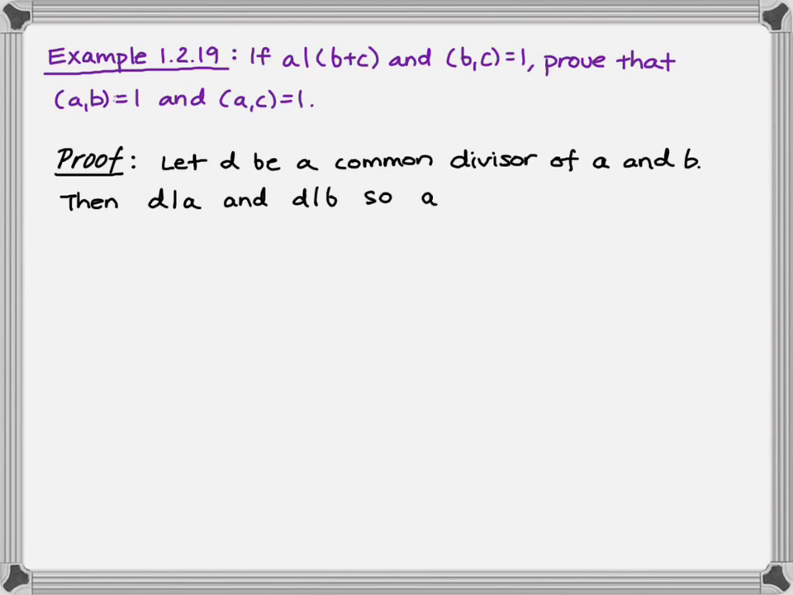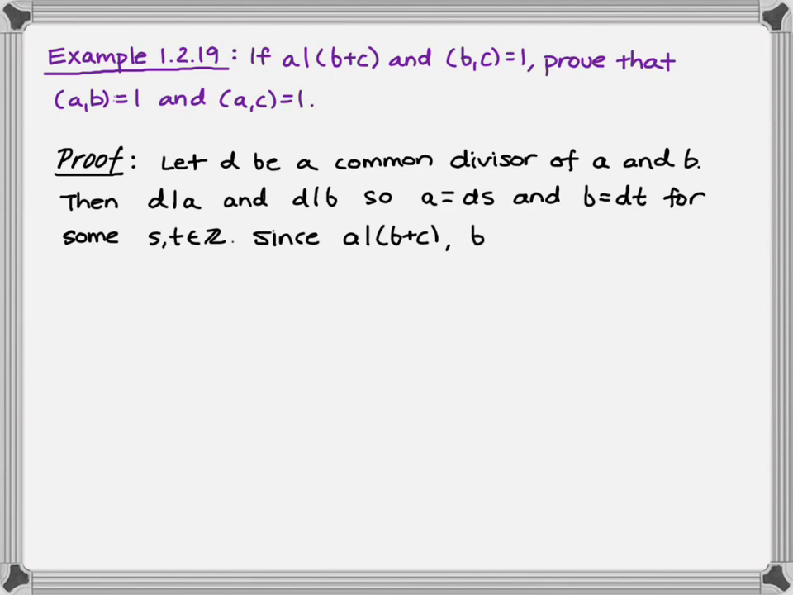So by definition, A is equal to D times S, and B is equal to D times T for some integers S and T. We can also say that since A divides B plus C, that B plus C is equal to A times some integer K. Now if we look at this last equation, we can rewrite it by subtracting B from both sides to get that C is equal to AK minus B.